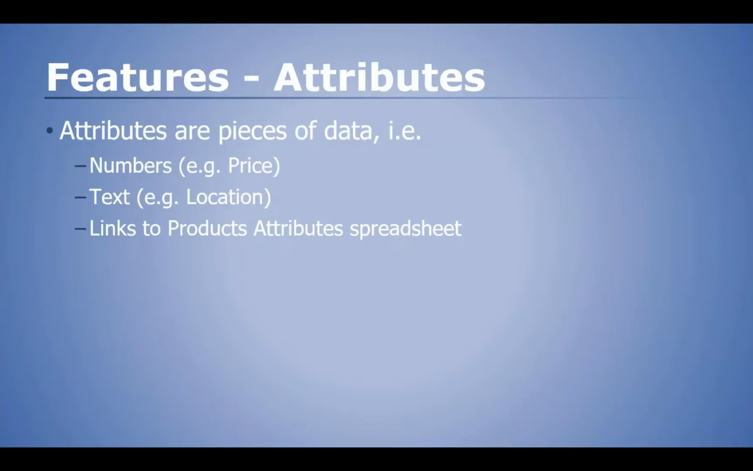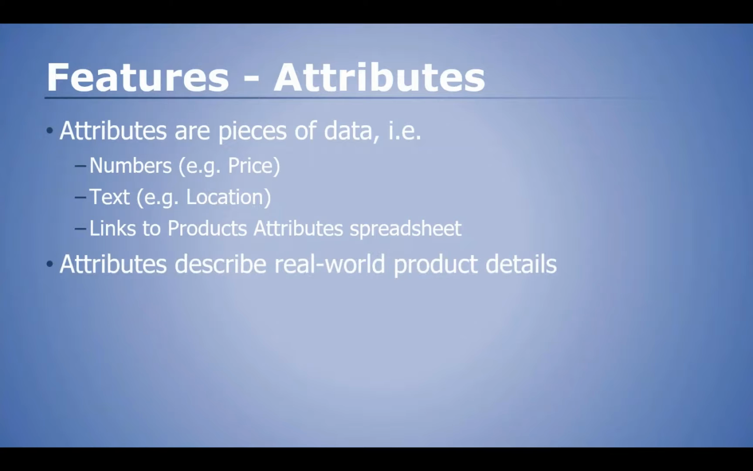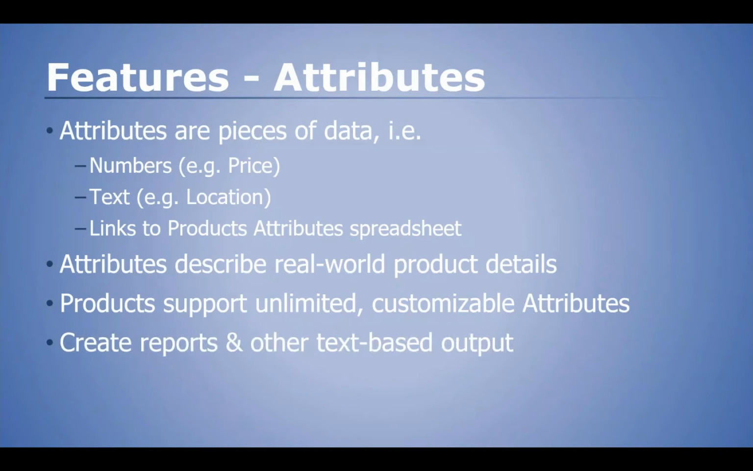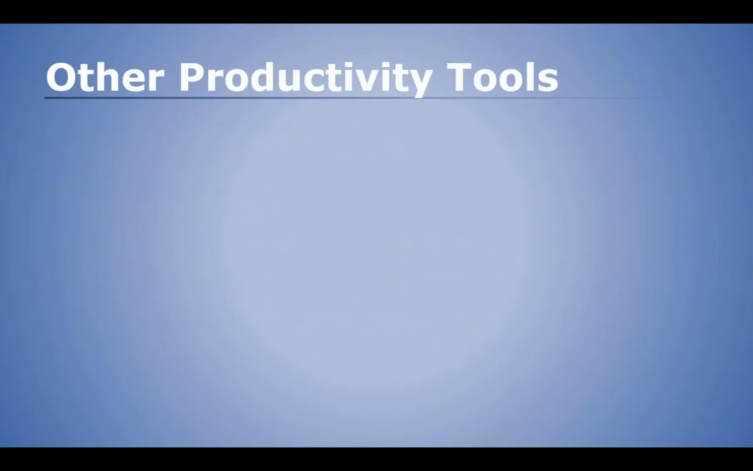So if you want to set up your own custom pricing so that whenever you use a product in a project, that pricing is brought in, you would do that using the product attribute spreadsheet. So we use these attributes to describe any kind of real-world characteristic of products, and the attribute interface itself is completely unlimited and fully customizable. So you can make attributes work in a way that makes sense for you. We're very non-prescriptive about this, but it's through the use of attributes that from your project, you can then generate reports and other forms of text-based output.